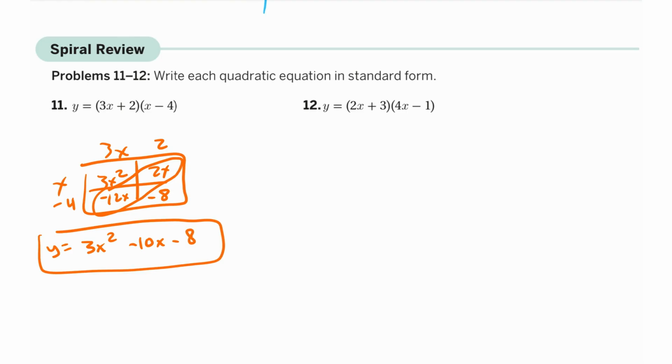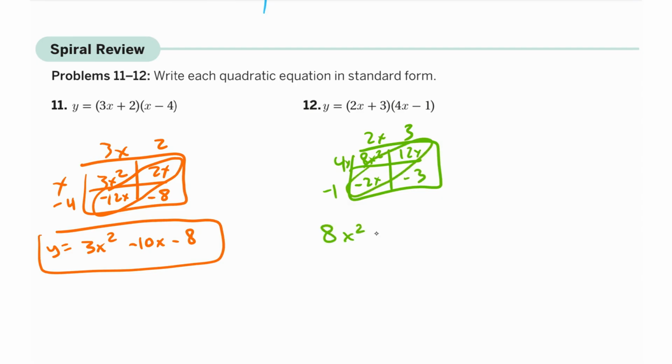For number 12, box method, to multiply these together, I get 8x squared, 12x, negative 2x, and negative 3. My only like terms are in those corner boxes, so 8x squared plus 10x minus 3. And that gives me my answer for number 12, by multiplying these together to put the quadratics in standard form.